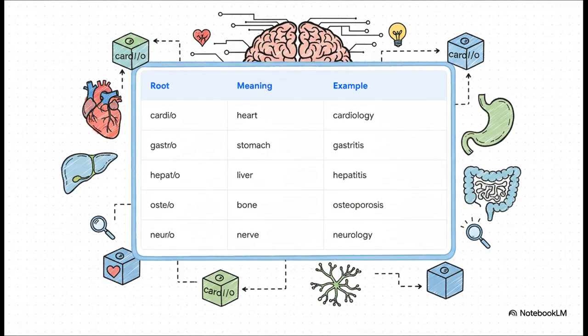All right, now for the roots. These are the big ones, the core body parts you'll see over and over. Cardio is heart, gastro is stomach, hepa is liver. By the way, that little O you see, that's just a combining vowel. It's like glue to make the words sound smoother. Don't worry about it too much, just focus on the root itself.